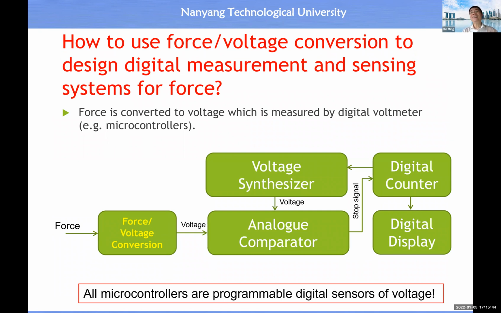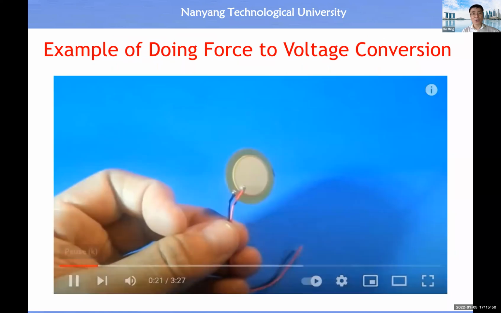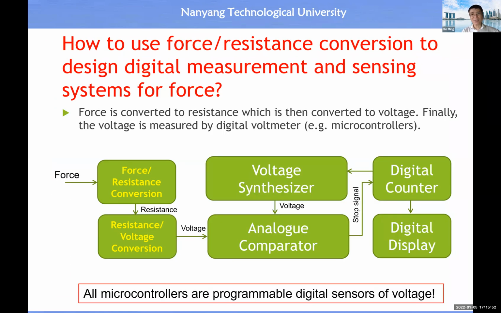So you have an automatic measurement and sensing system for force, right? So this is one solution, okay? Then the second solution is to make use of force to resistance conversion in order to guide the design of an automatic measurement and sensing system for force. Then in this case, we need to first undertake conversion from force to resistance, then from resistance to voltage, right?